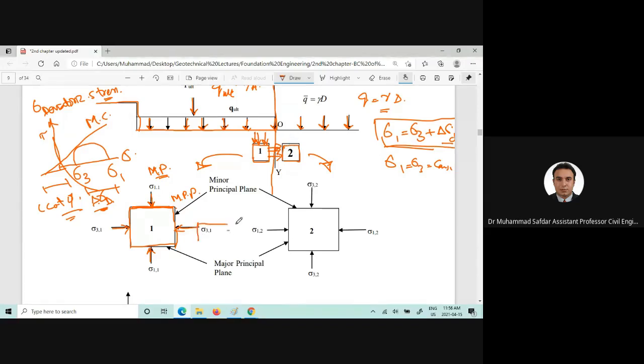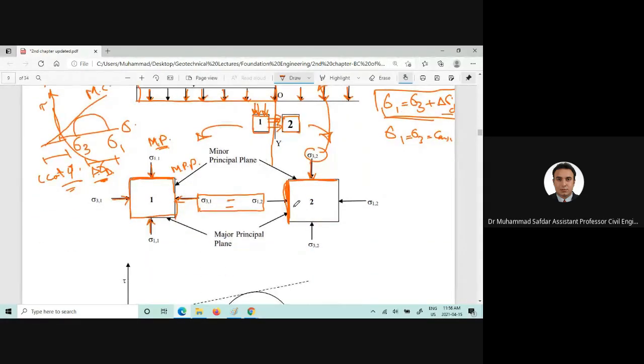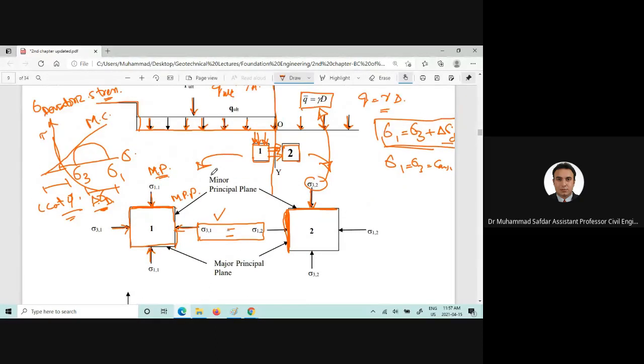That sigma 3(1) will be equal to the sigma 1(2), which is exerted on the major principal plane of element number 2, and this one will be the minor principal plane on which sigma 3 is exerted, and that sigma 3 is equal to q, which is the overburden pressure here, gamma into D. So for the time being, you can note down that sigma 3(1) is equal to sigma 1(2).